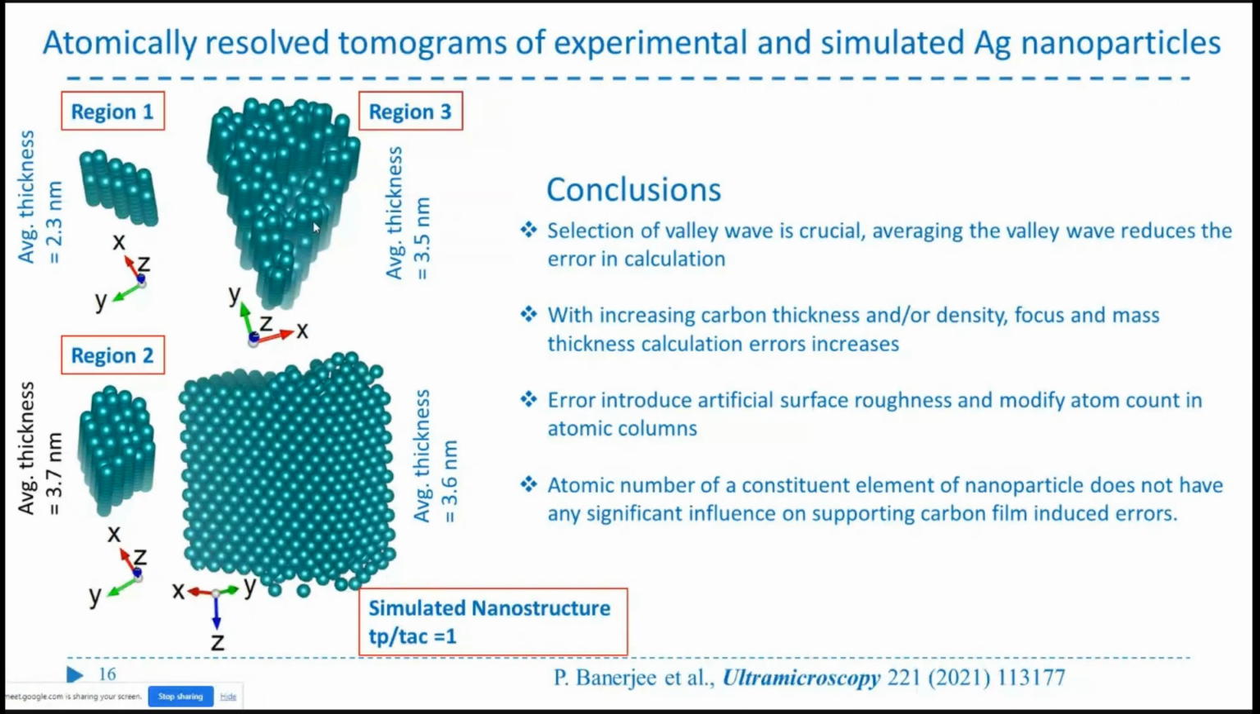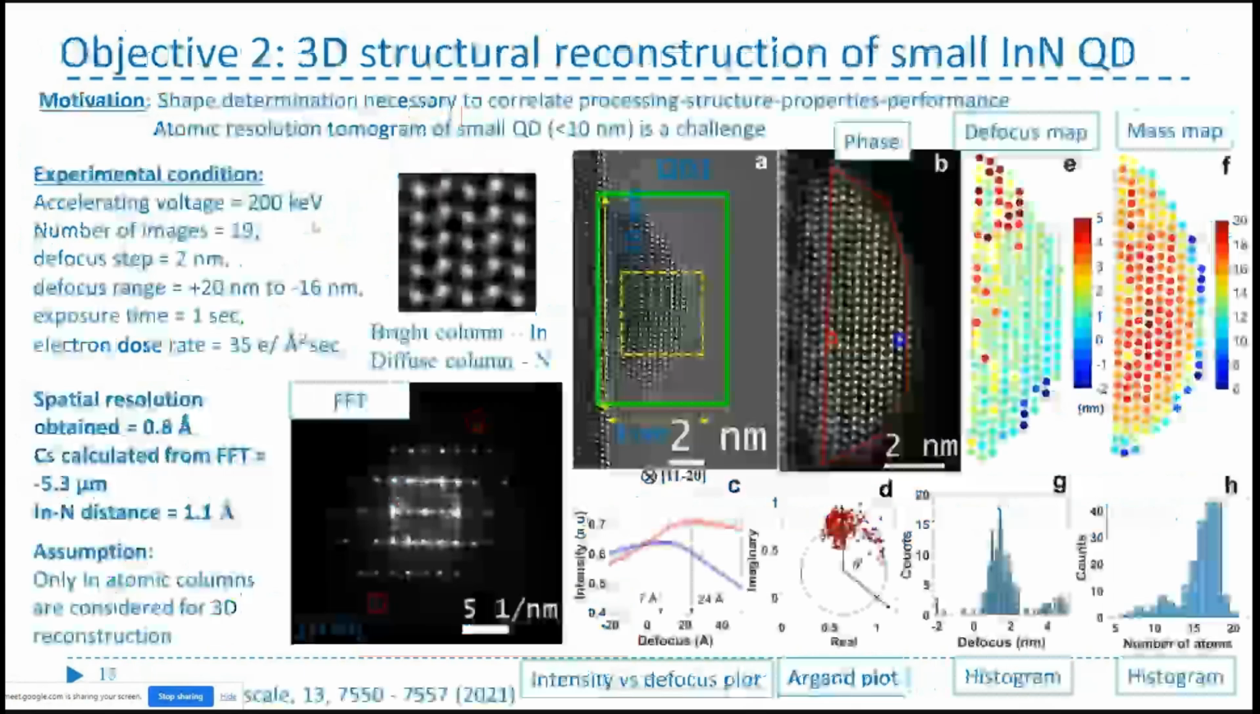So if we are trying to do 3D reconstruction, we should always try to have a carbon film thickness which is lesser than the crystal thickness. That's a key factor. Then you are much more accurate.